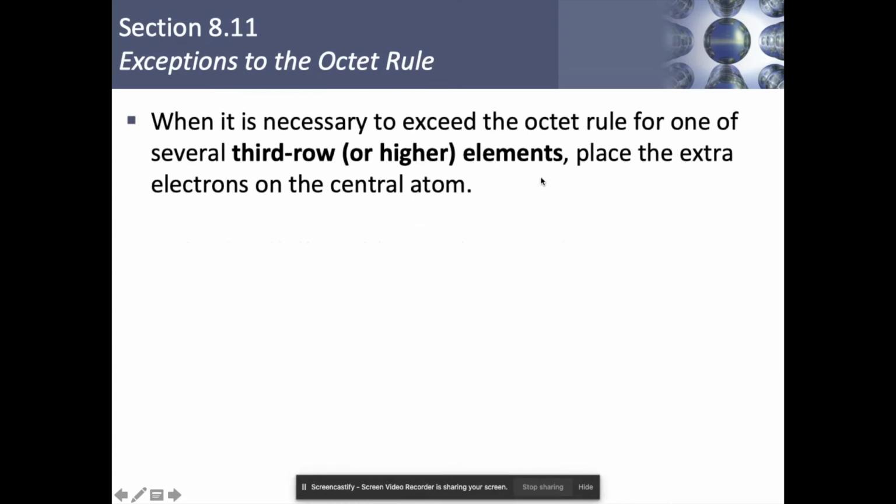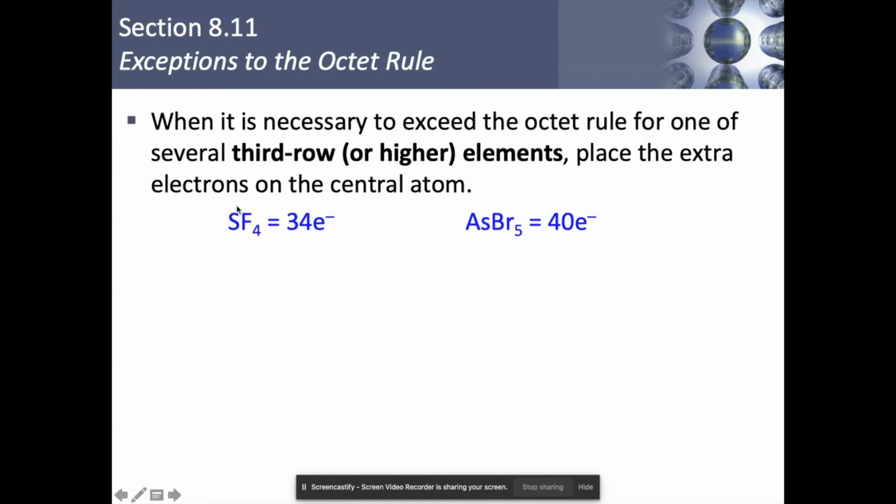Other exceptions to the octet rule. Now, if you are in the 3rd row or higher, so if we're talking about the periods of the periodic table, then technically things that are in the 3rd row or higher can actually have extra pairs of electrons on their central atom.